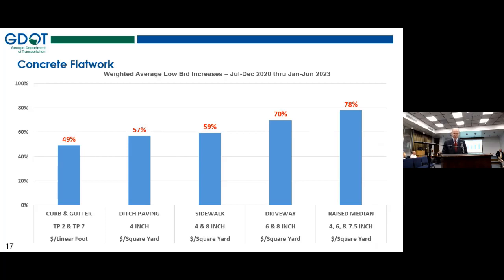Reading across the slide, the next item is our common thickness ditch paving. And the last three items you see listed there are sidewalk, driveway, and raised median. Each of those data sets is a combination of the most common thicknesses of those items used. So significant increases in this concrete work also.